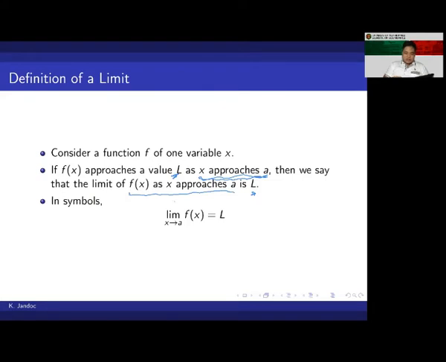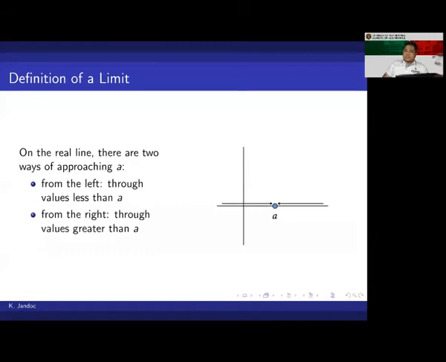This is the limit notation. You read this as the limit of f of x as x approaches a. The arrow says that x approaches a, and the limit is equal to L. As x gets closer and closer to a, the value of the function gets closer and closer to L. So that's a limit.